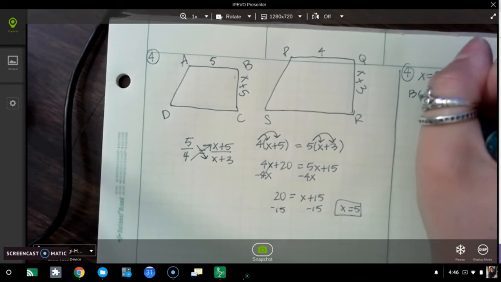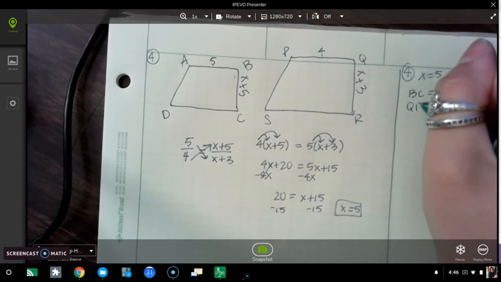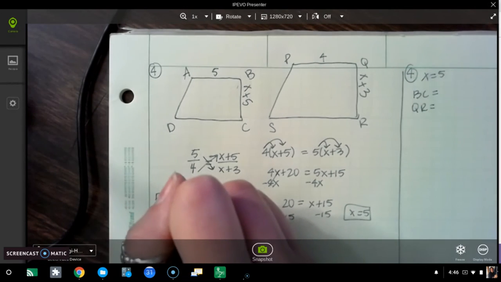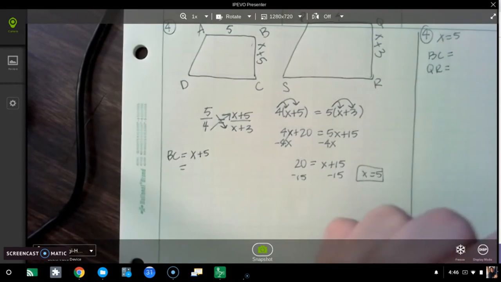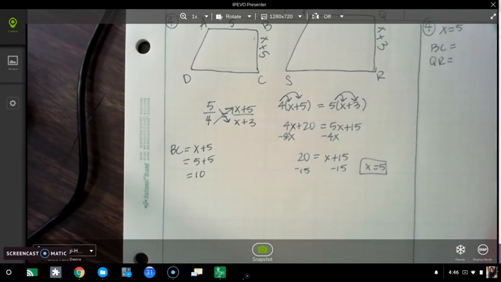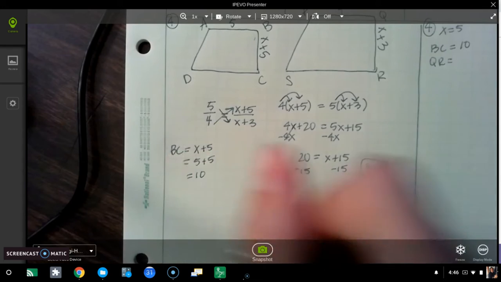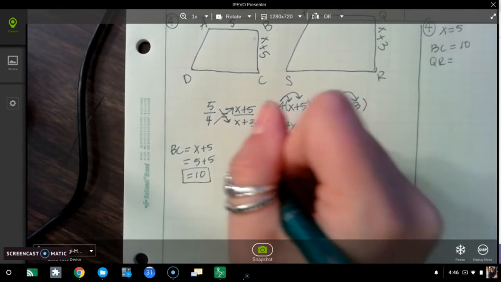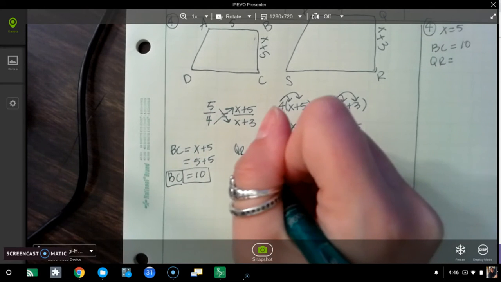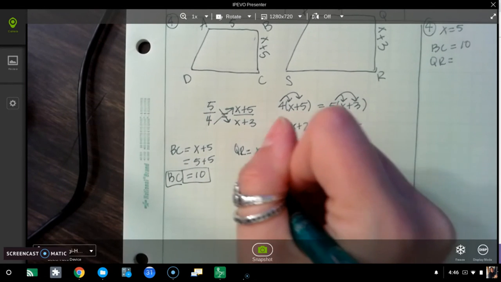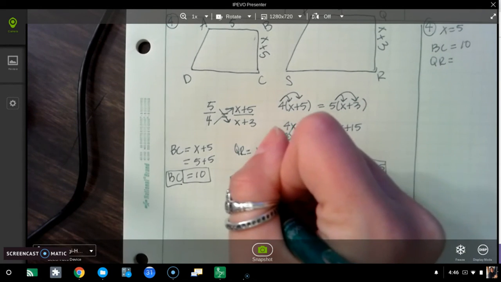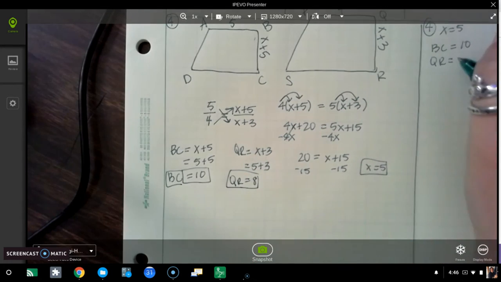We are not done yet, though. We want to figure out what BC equals and what QR equals. Well, BC is equal to x plus 5. So substituting 5 in for x, 5 plus 5, I get BC equals 10. And for QR equals x plus 3, sub 5 in for x, 5 plus 3. That gives me that QR equals 8.